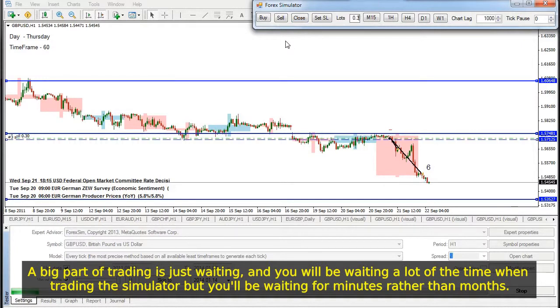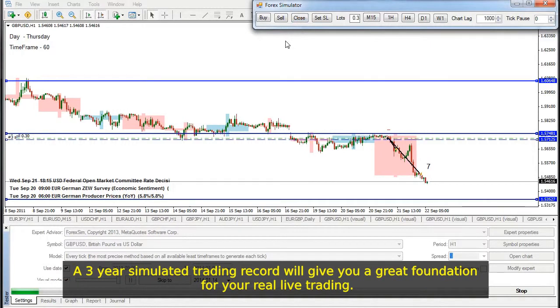A big part of trading is just waiting, and you will be waiting a lot of the time when trading the simulator, but you'll be waiting for minutes rather than months. A 3-year simulated trading record will give you a great foundation for your real live trading.